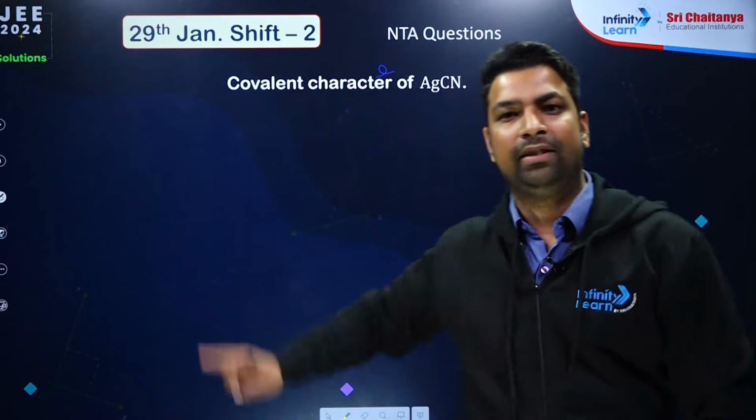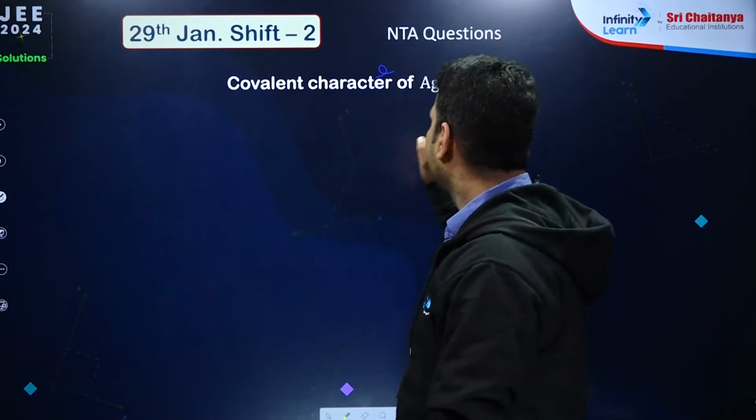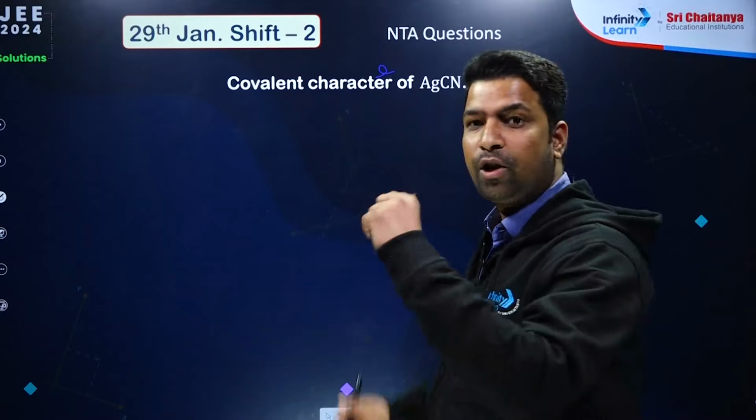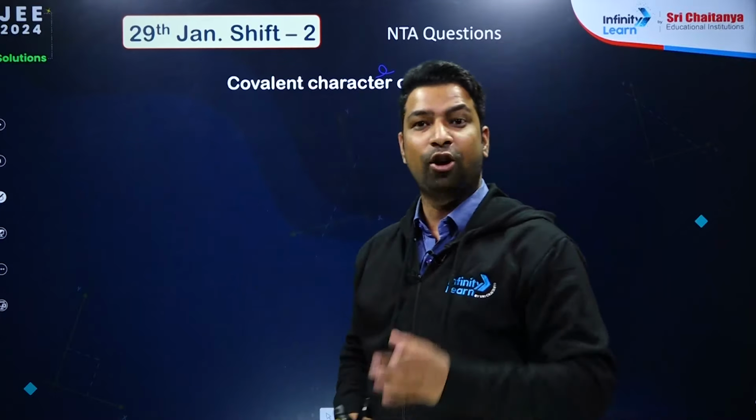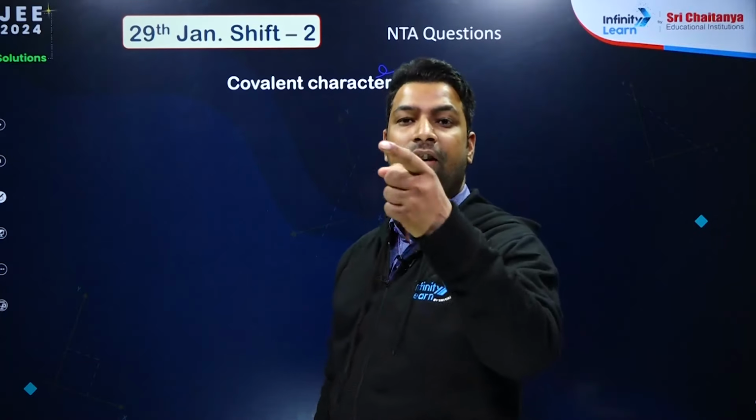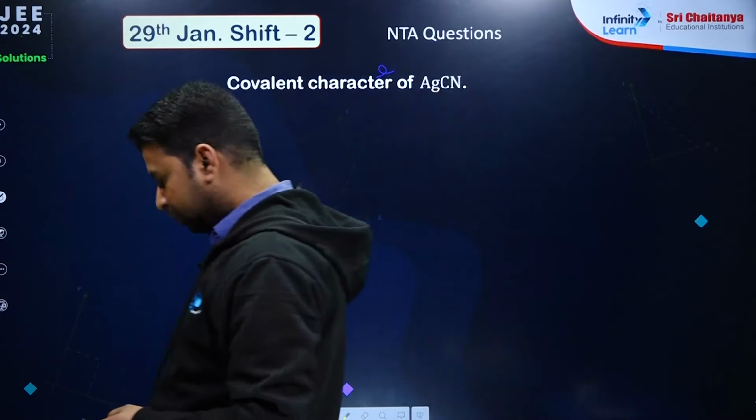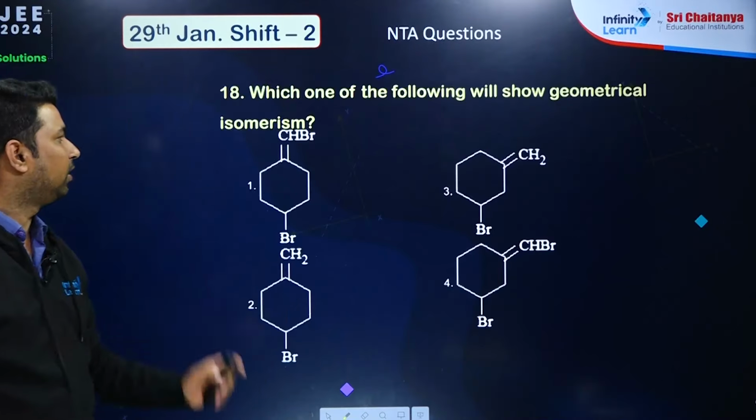Here the donor atom is nitrogen. The lone pair of nitrogen attacks on the anti-bonding orbital of carbon. Okay, so this was the little theory about this question.